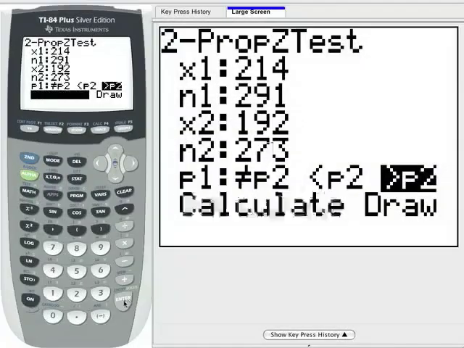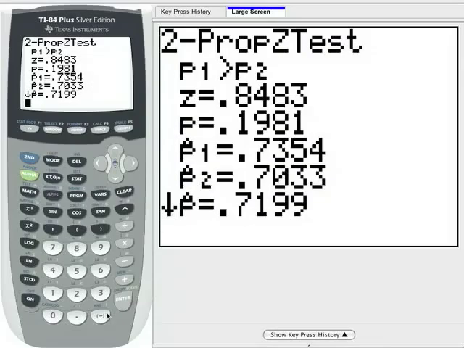So I'll press enter, and my p-value is 0.1981. With that p-value, that's huge compared to alpha, we would fail to reject. Now, p hat 1, this value right here, this is actually the proportion of females that were in favor, and p hat 2, that's the proportion of males.